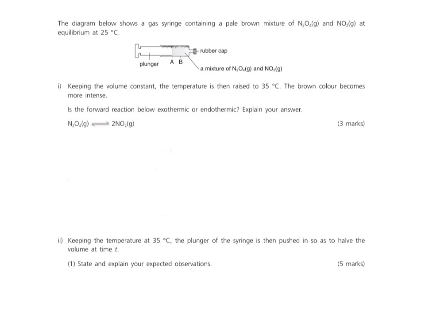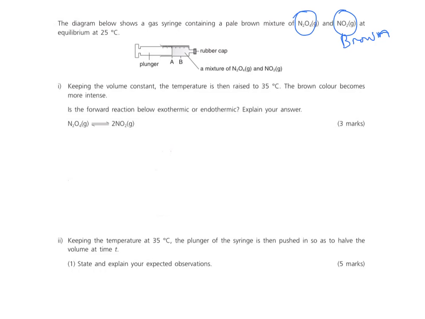A couple of free response questions to finish with. We've got a gas syringe containing the pale brown mixture of N2O4 and NO2. Remember that N2O4 is essentially colorless, while NO2 is brown, and that's why the mixture is a pale brown color. We keep the volume constant, the temperature is raised to 35 degrees, and the brown color becomes more intense.